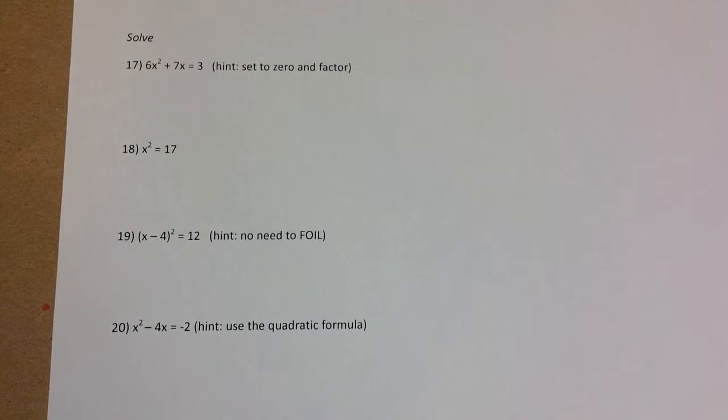So for number 17, I give you a hint. I ask you to set it equal to 0 and then factor. That's one thing you'll notice when solving quadratic equations: unless they're one of the simple types, like 18 and 19, you set them equal to 0. And that's actually necessary in order to use the factoring method or the quadratic formula.